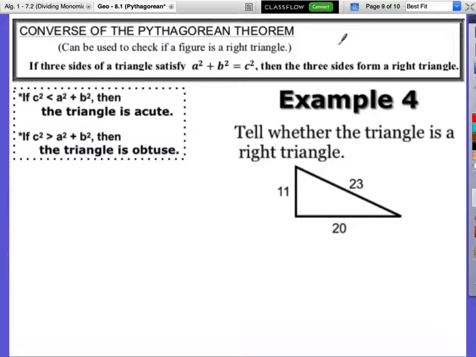So it's just like I just showed you guys, right? What did we see when c squared was smaller than a squared and b squared? What kind of triangle was it when a squared and b squared was bigger than c squared? Acute. And so conversely, if c squared is bigger than a squared and b squared, then it's going to be obtuse.